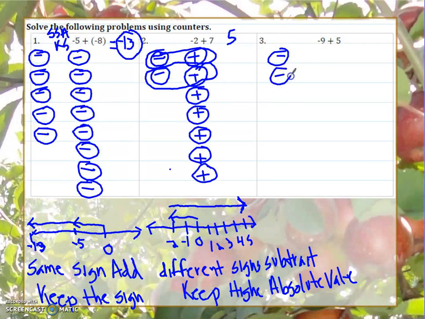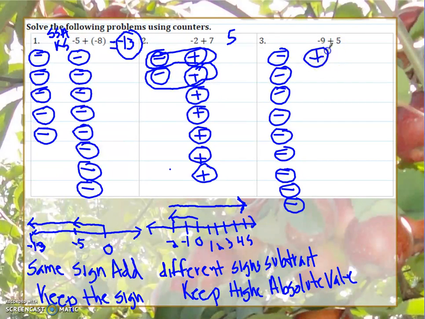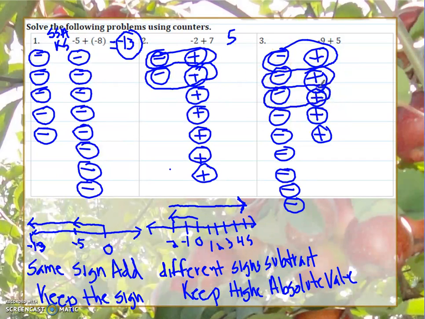We have 1, 2, 3, 4, 5, 6, 7, 8, 9. We have 1, 2, 3, 4, 5. This would be a zero pair, zero pair, zero pair, zero pair, zero pair. I have 1, 2, 3, 4, 4 left over, so it's negative 4.